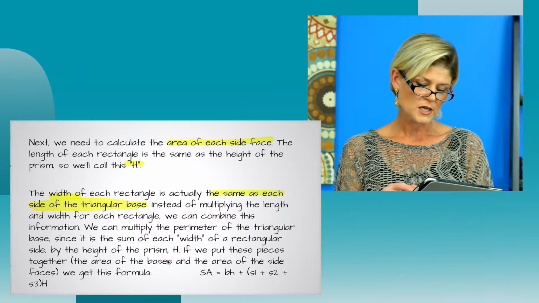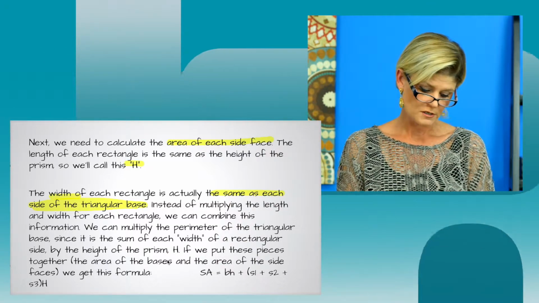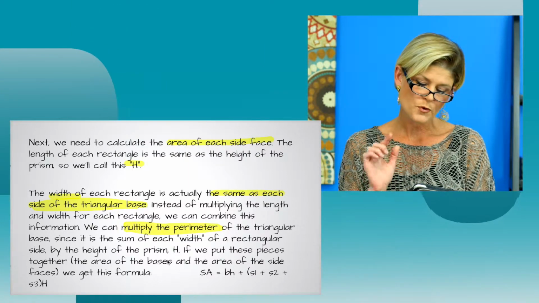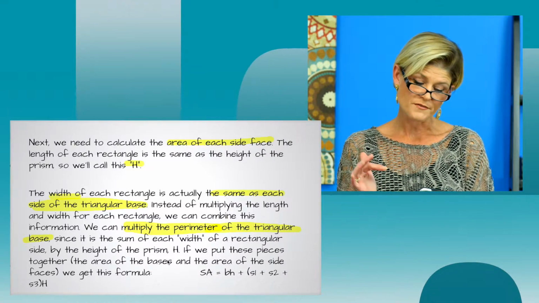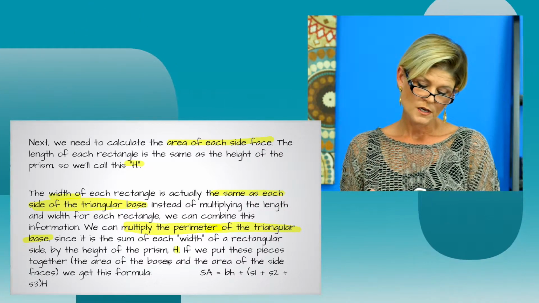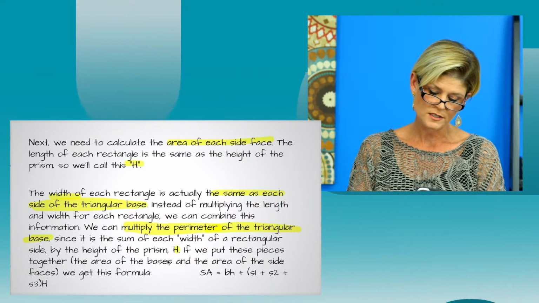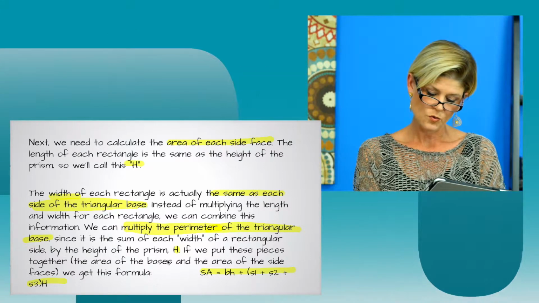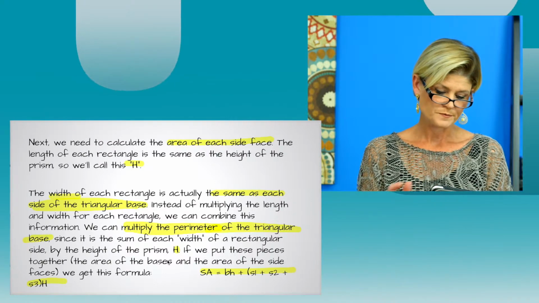So instead of multiplying the length and width for each rectangle, we can combine this information. We can multiply, and I'll highlight this as the important part, the perimeter of the triangular base, since it's the sum of each width of a rectangular side, by the height of the prism, h. If we put these pieces together, the area of the bases and the area of the side faces, we get this formula. Surface area equals base times height plus side 1 plus side 2 plus side 3 times h.